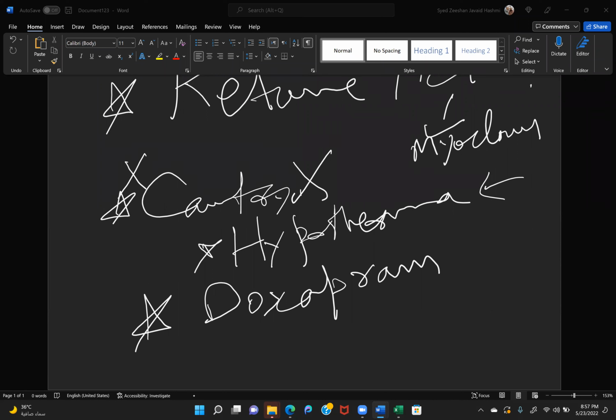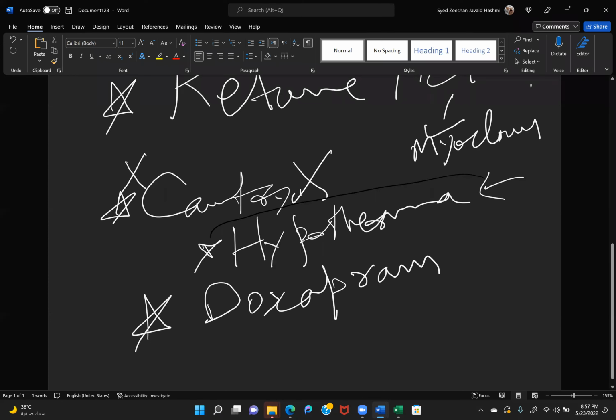Sir, below 36 is mild hypothermia, then 34 to 32 is moderate, then below 32 is severe hypothermia. Yes. So you just correct yourself. Because it's mild, moderate, severe, less than 34 is moderate hypothermia. Okay.